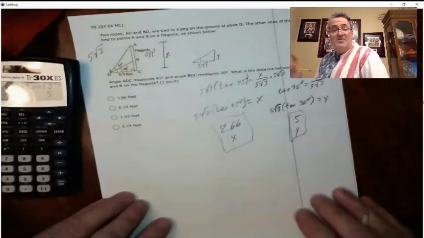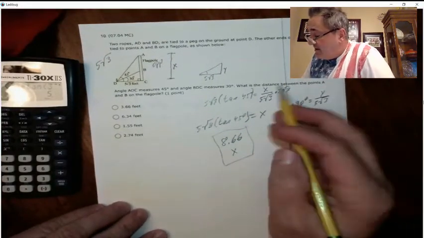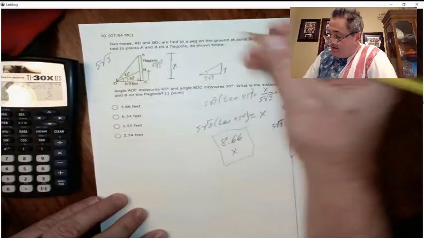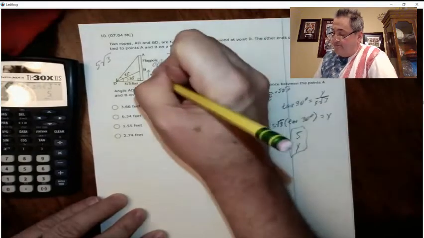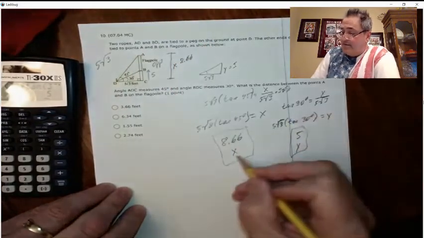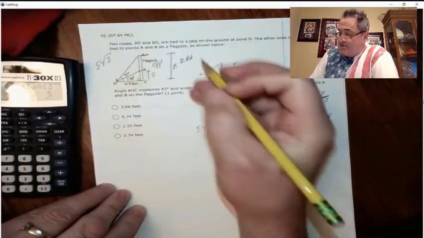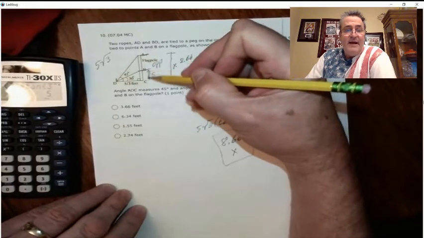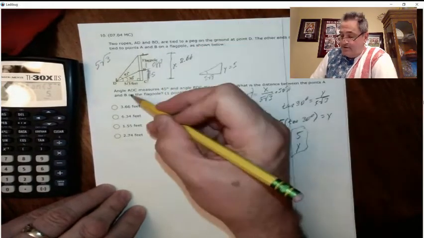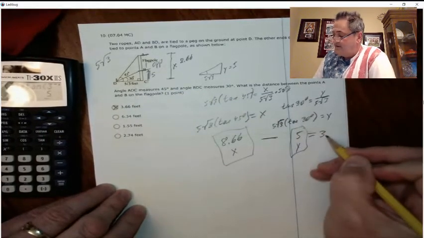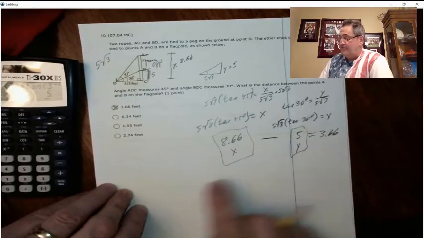Now let's go back to what it's asking. What is the distance between points A and B? Well, for B, we know the height, because we just figured it out, it's 5. That's how high off the ground it is. And how high is A? We said it's 8.66. The x was 8.66. So if we take 8.66 and subtract the 5, how much does that leave? First choice, 3.66. We just have to subtract in this case, because that's what it's asking. 8.66 minus 5 is 3.66.